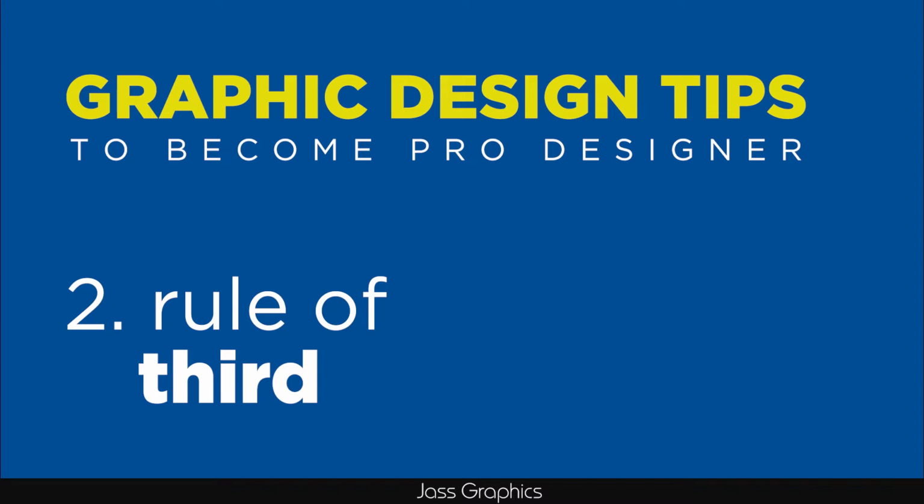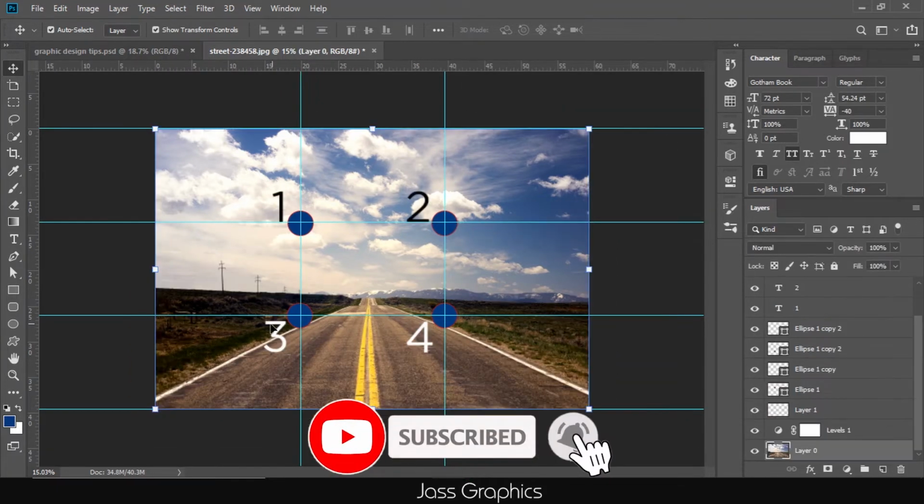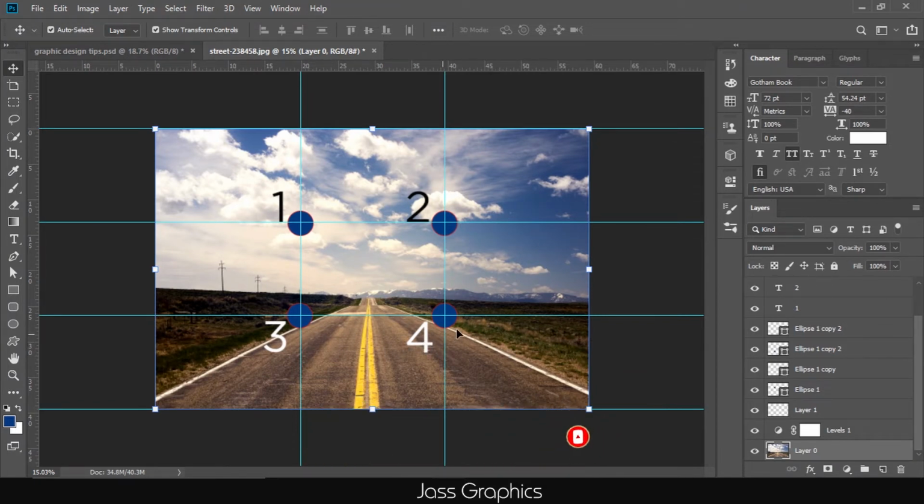What you have to do is just divide your poster or picture into 9 blocks. To divide in 9 blocks, just draw 2 vertical and 2 horizontal lines. There are 4 intersection points. Try to place your subject or text on these intersection points. Your design will automatically look attractive.